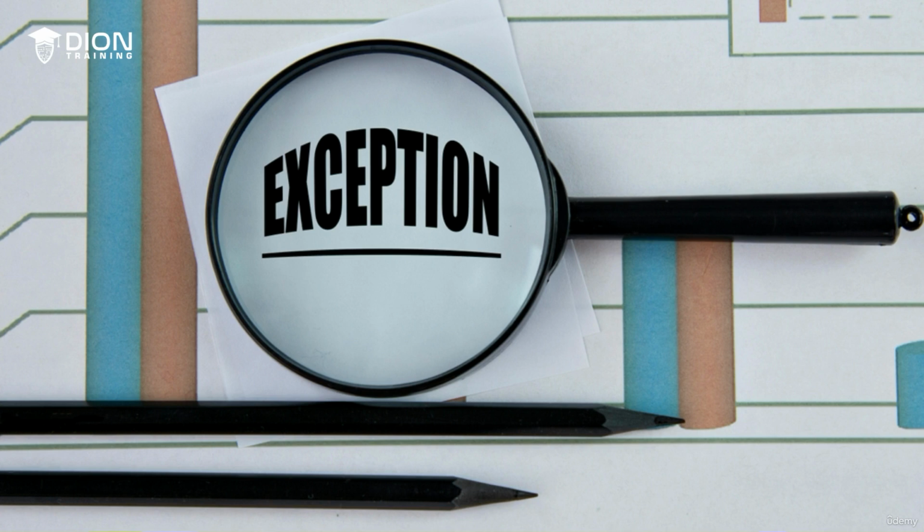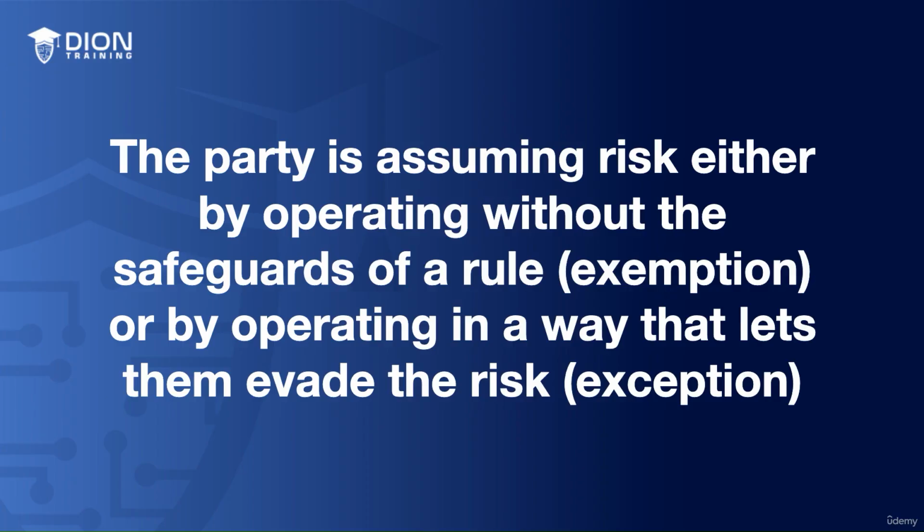In both cases, the party is accepting a certain level of risk either by operating outside of the protections offered by a particular rule or requirement in the case of exemption, or by operating under conditions that allow them to avoid the risk in the case of an exception.